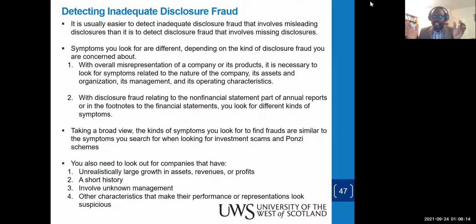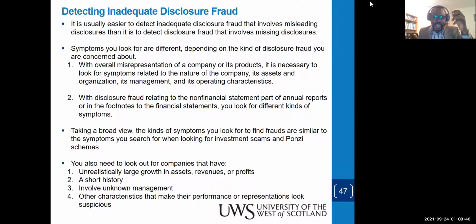Anything that comes into mind in fraud examination or fraud risk management, make sure that you have an open mind, and there should be a very high level of professional skepticism. You also need to look out for companies that have unrealistically large growth in assets, large revenues, large profits in a short while. This guy is making like 3 times the profit somebody who has been in the system for like 10 years is already making.